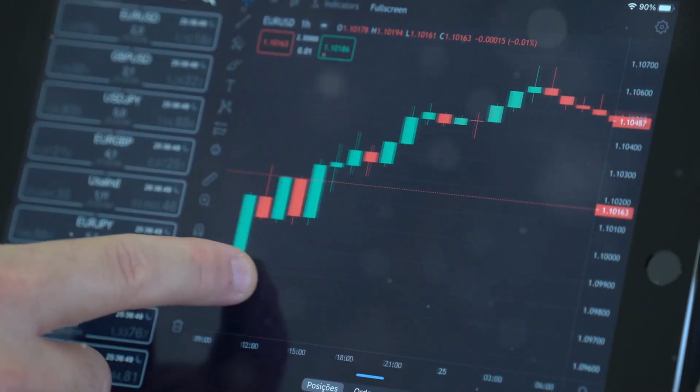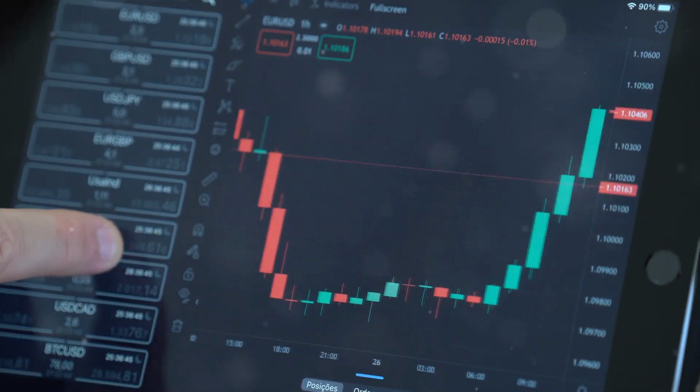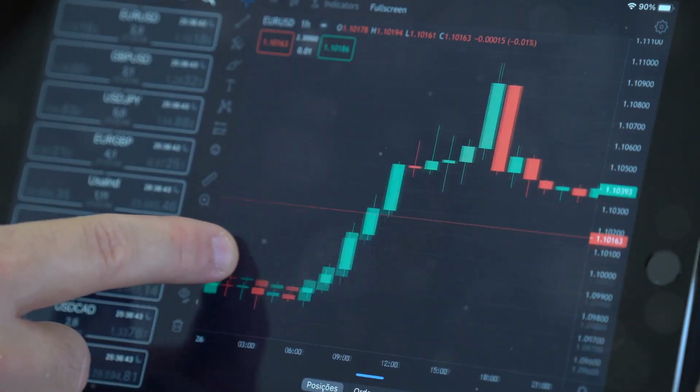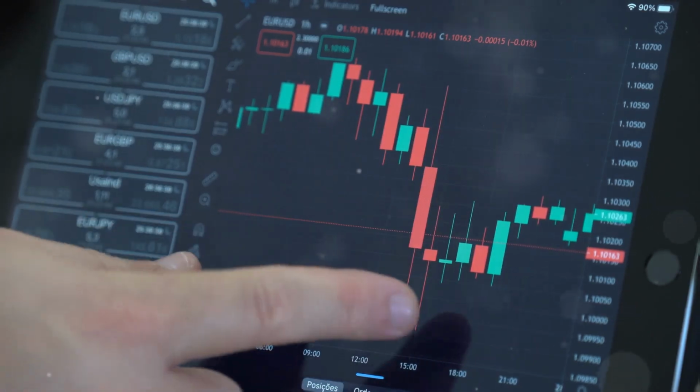The stochastic oscillator compares a stock's closing price to its price range over a specific period. When it's above 80, the stock is considered overbought, and when it's below 20, it's considered oversold.